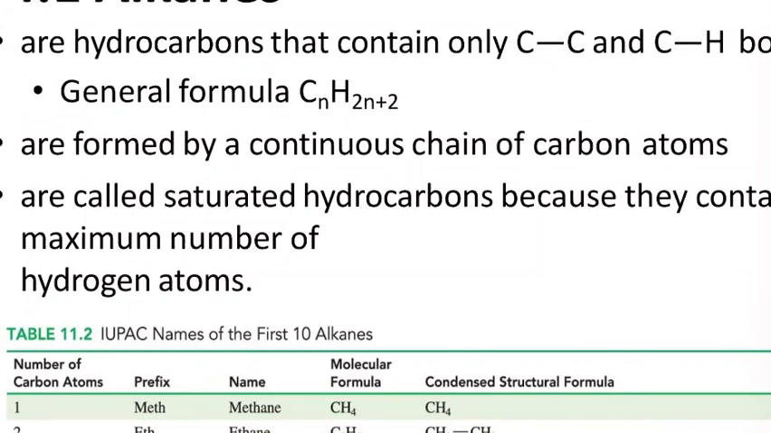So when it comes to this, if n equals 1, then that means that is C1, and for hydrogen, the subscript is going to be 2 times 1 plus 2. So overall, the simplest alkane is going to have a chemical formula of CH4, okay?